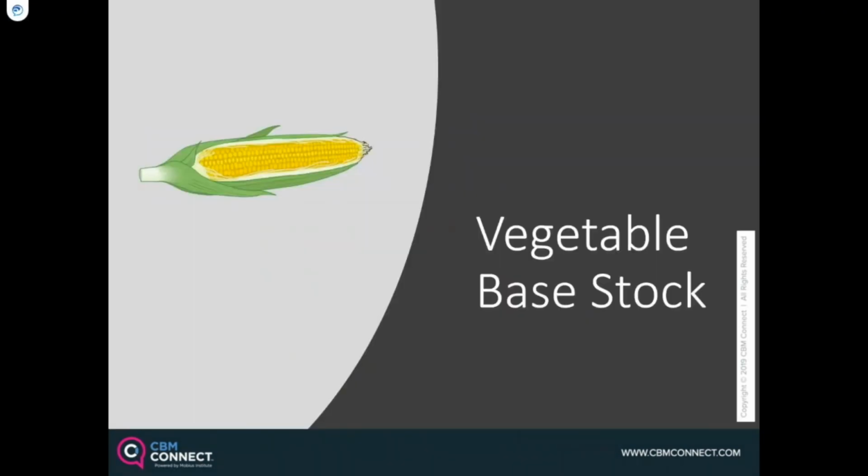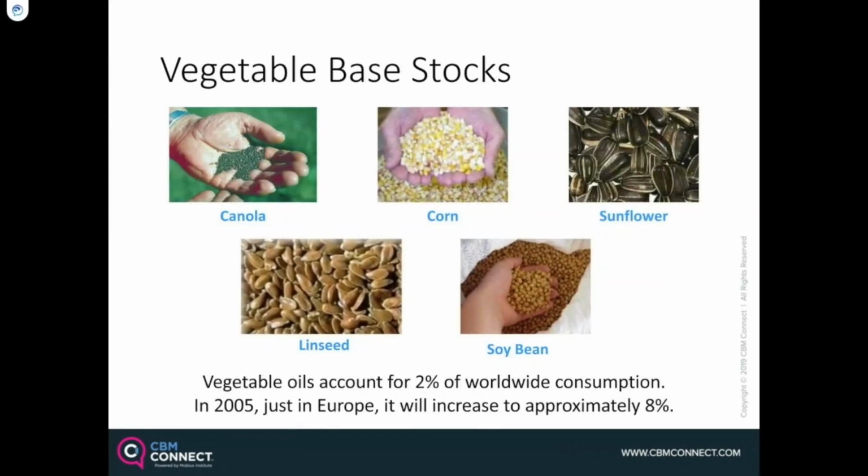Vegetable oil is another base stock that we looked at. We talked about the different types of seeds that are used for it. Note that vegetable oil is currently about 2% of the worldwide consumption, but they think that it's going to increase over time, and I believe that it will also. It's not increasing as quickly as people thought initially, but we will see the demand for these types of base stocks in the future.